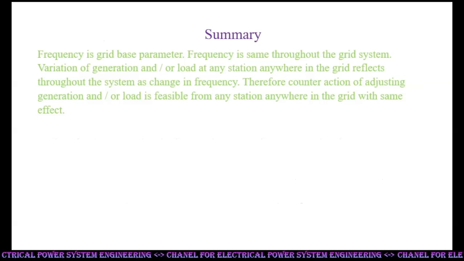Summary. Frequency is a grid-based parameter. Frequency is the same throughout the grid system. Variation of generation and/or load at any station anywhere in the grid reflects throughout the system as a change in frequency. Therefore, counteraction by adjusting generation and/or load is feasible from any station anywhere in the grid with the same effect.